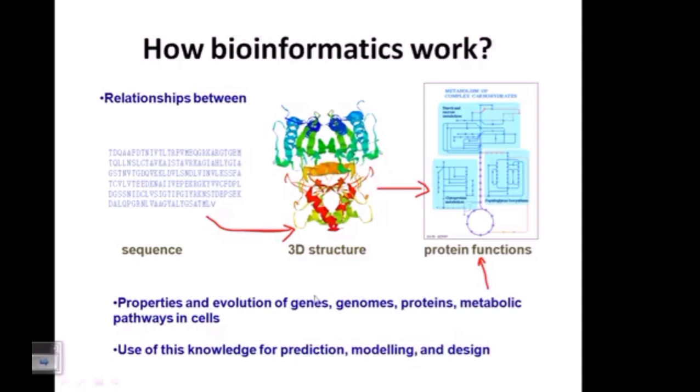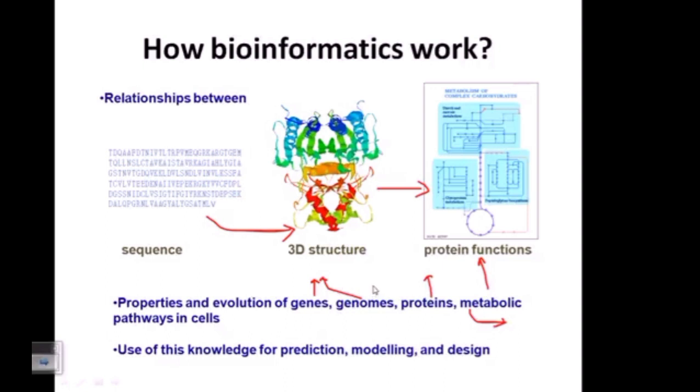If we are dealing with genes or genomes, it is called genomics. If we are dealing with proteins, it is called proteomics. And if we are dealing with the metabolic pathways inside the cell, the protein interactions and the metabolite interactions, we call it metabolomics. So there are several different parts of bioinformatics study: genomics, proteomics, metabolomics, and so on.